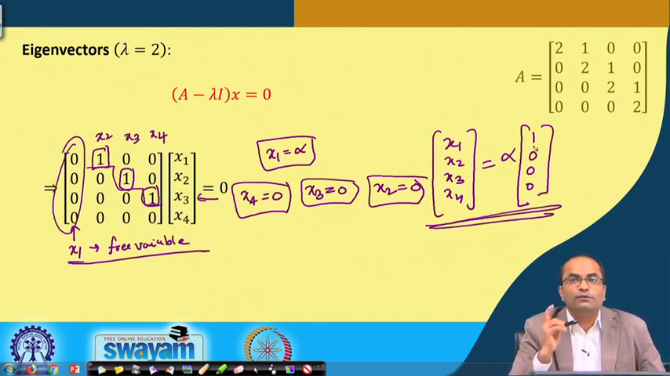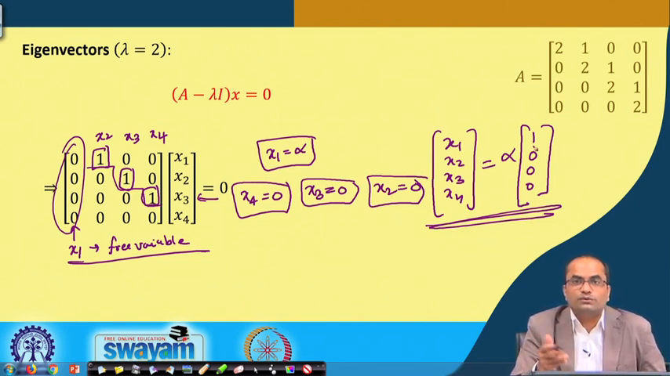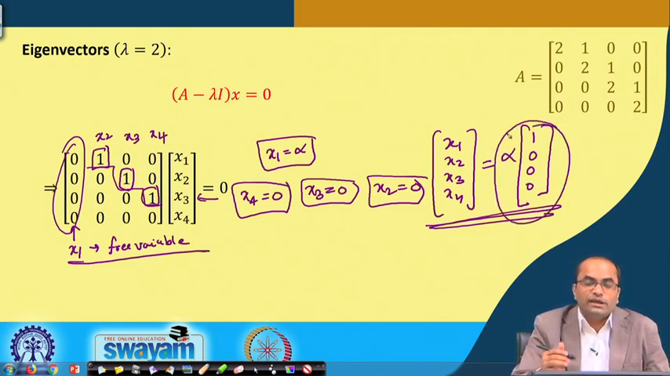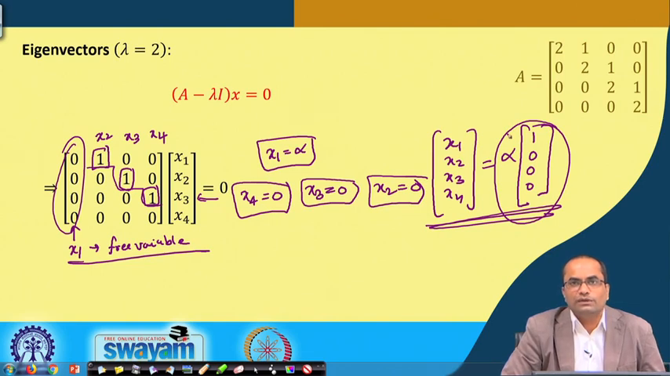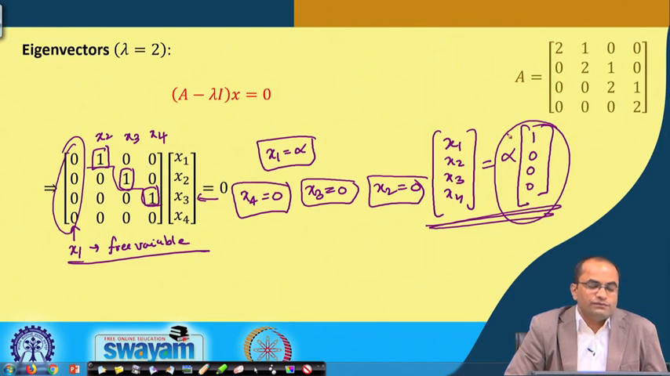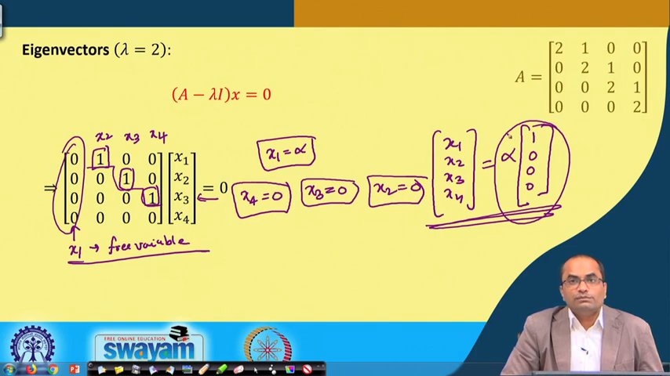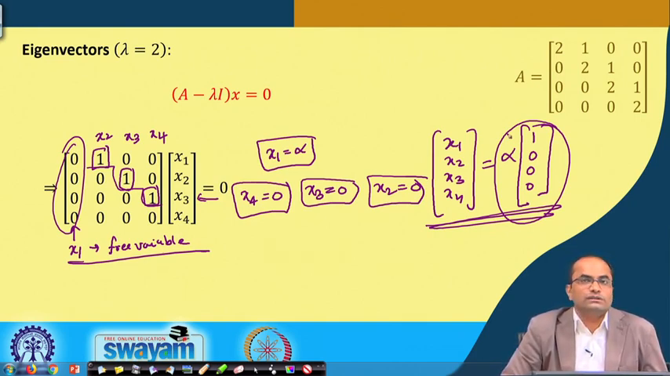That means here we have only one free variable. Though the 2 was repeated 4 times in this particular example, we are getting only one linearly independent eigenvector, whereas in the previous example the eigenvalue was repeated 2 times and we were also getting 2 linearly independent solutions of this equation. But now, though the 2 was repeated 4 times, we are getting only one eigenvector corresponding to this 4 times repeated eigenvalue 2.